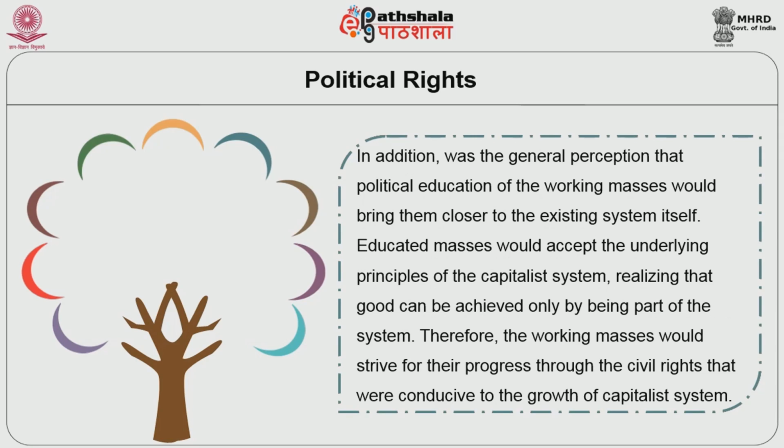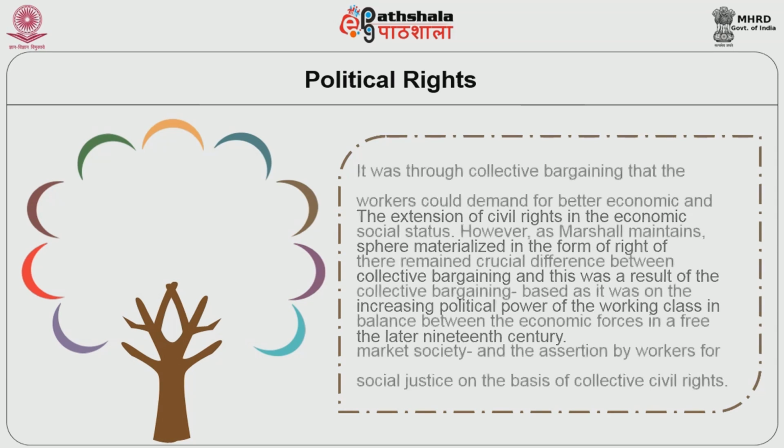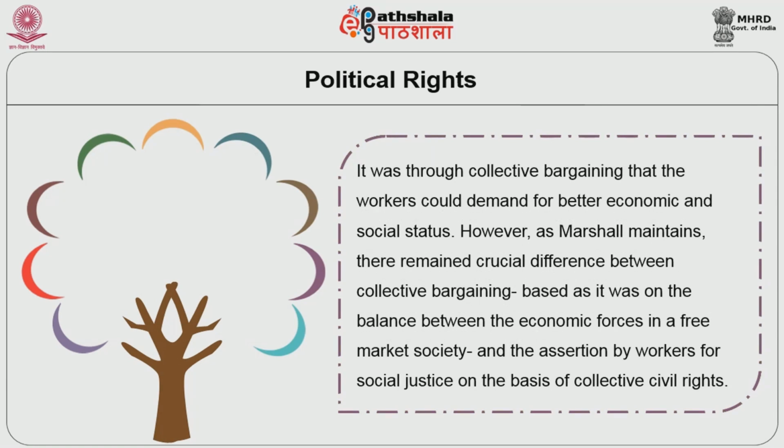Educated masses would accept the underlying principles of the capitalist system, realizing that good can be achieved only by being part of the system. Therefore, the working masses would strive for progress through the civil rights that were conducive to the growth of the capitalist system. The extension of civil rights in the economic sphere materialized in the form of right of collective bargaining, and this was the result of the increasing political power of the working class in the later 19th century. It was through collective bargaining that workers could demand better economic and social status.